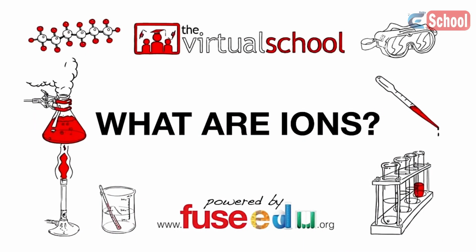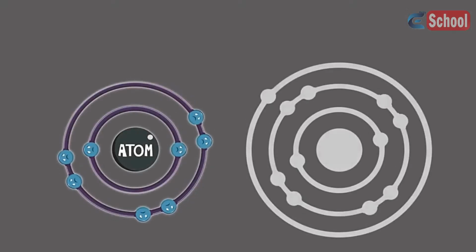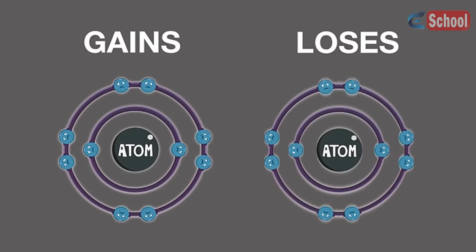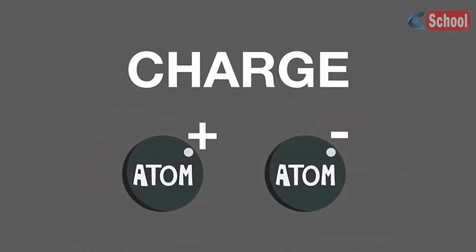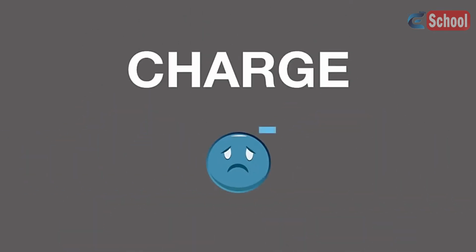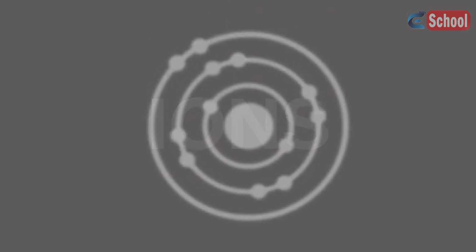What ions are and how they are formed. When an atom gains or loses electrons, they develop a charge. Recall that electrons are negatively charged, so the gain or loss of electrons will create a charge. These charged particles are called ions.